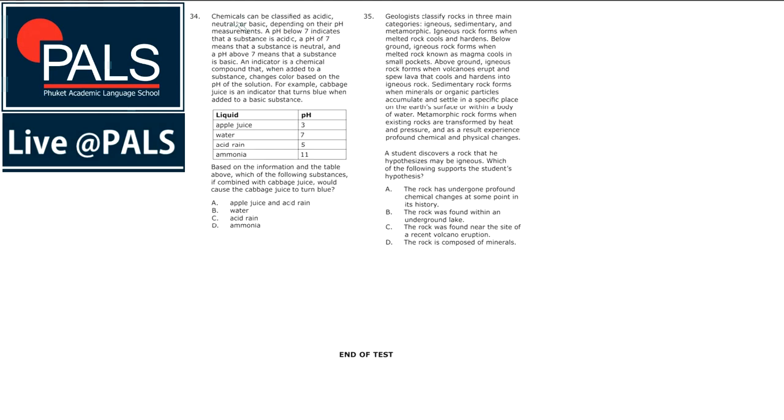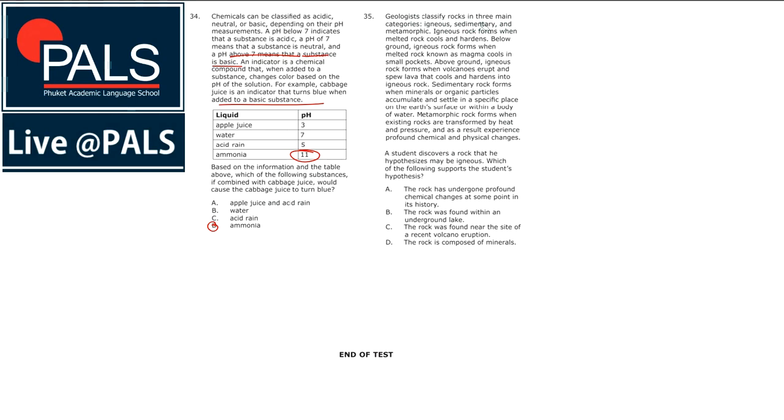The last two questions. Chemicals can be classified as acidic, neutral, or basic, depending on the pH. Below 7, a substance is acidic, 7 means the substance is neutral, and above 7 means the substance is basic. An indicator is a chemical compound that, when added to a substance, changes color based on the pH of the solution. For example, cabbage juice is an indicator that turns blue when added to a basic substance. Based on the information in the table above, which of the following substances, if combined with cabbage juice, would cause the cabbage juice to turn blue? Ammonia. It goes blue when added to a basic substance. Above 7 means the substance is basic.